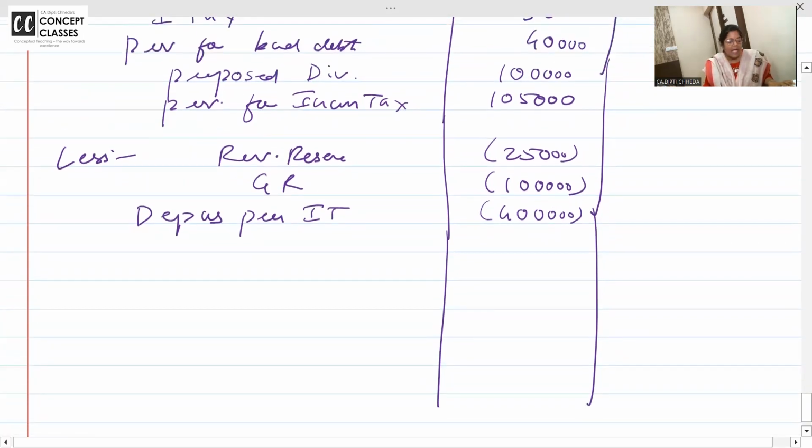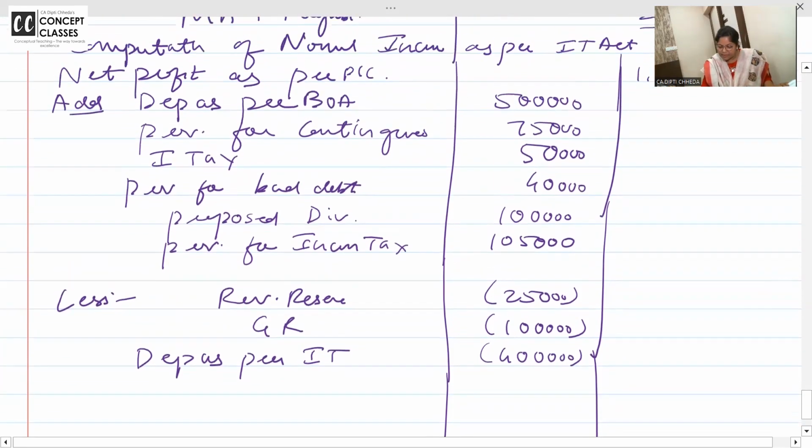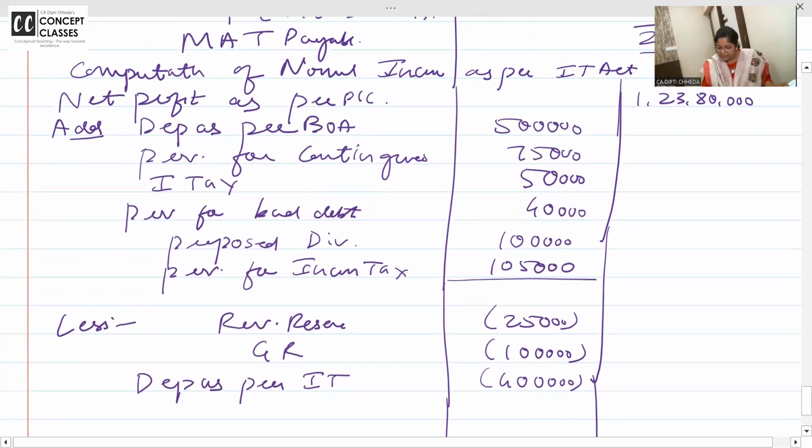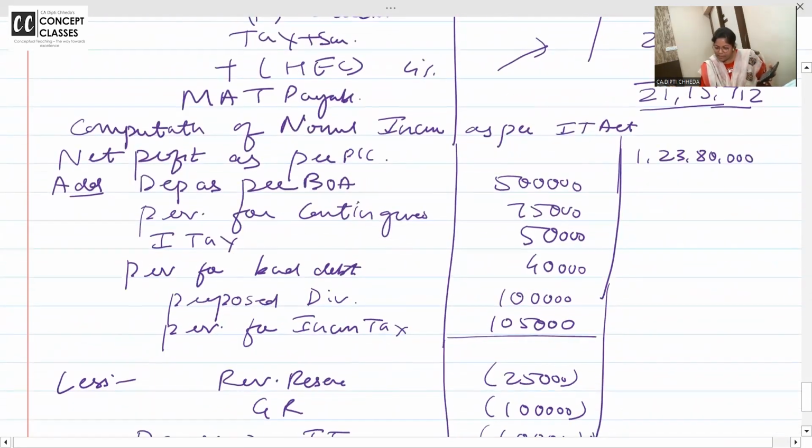After doing this add and less, what you get, you call it as business income, current year's business income. What is the add total? Is the add total same? Fast, give the total fast. Yes, same total. So we can copy 8,70,000.